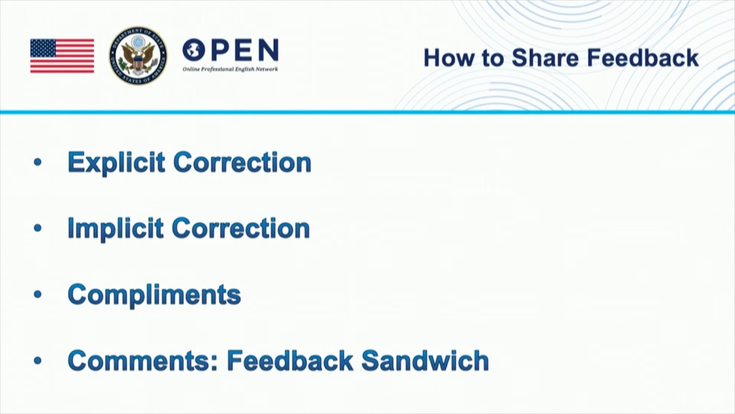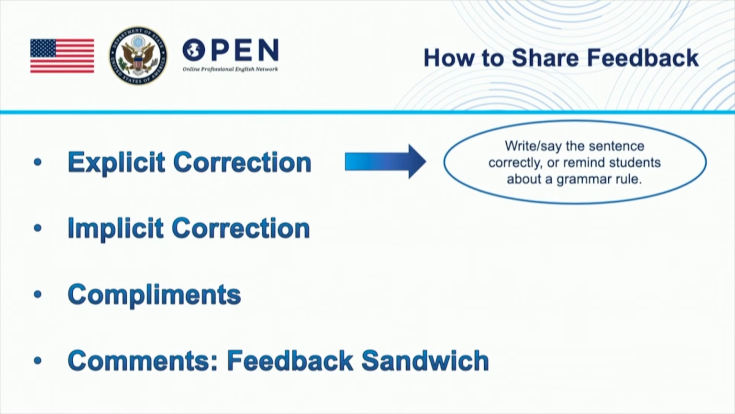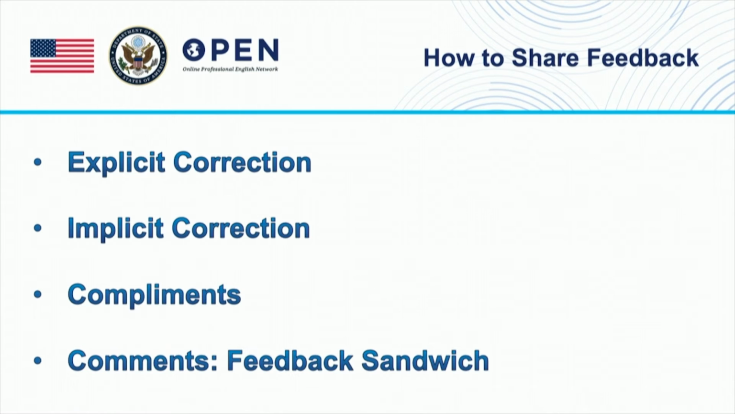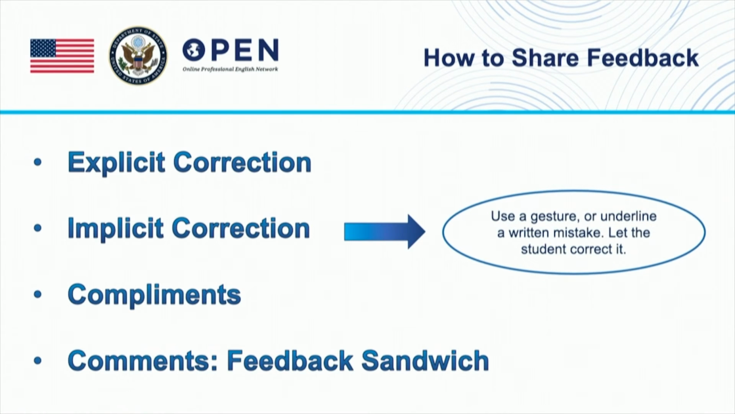There are many different ways to give feedback. Teachers can give explicit correction, for example, by rewriting a sentence for a student or by reminding students of a grammar rule. Teachers can also help the student correct themselves, for example, by just making a gesture or by underlining a mistake, possibly with a symbol that indicates the error type. This is called implicit correction.